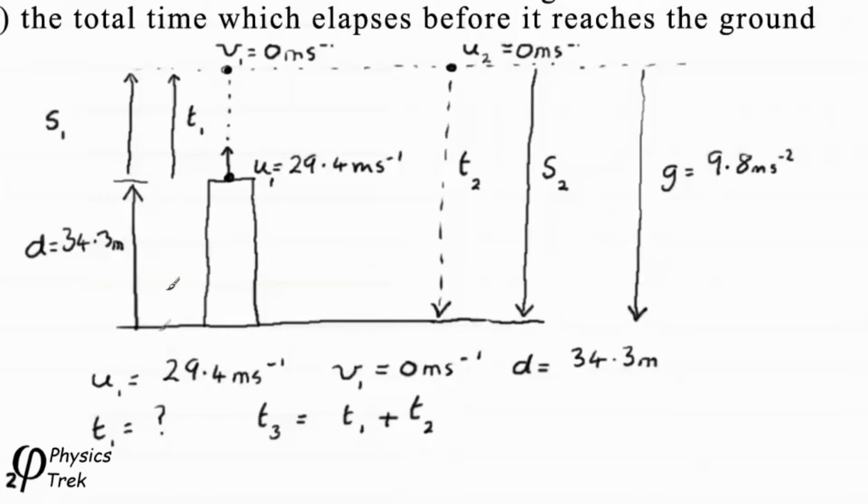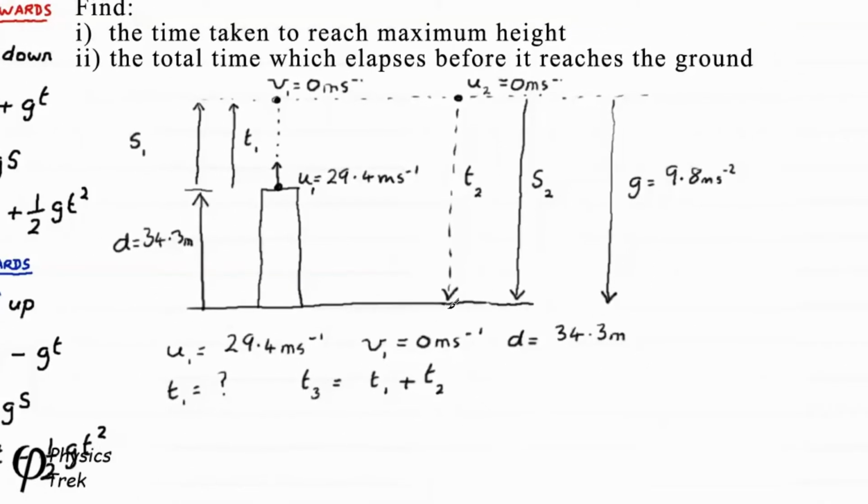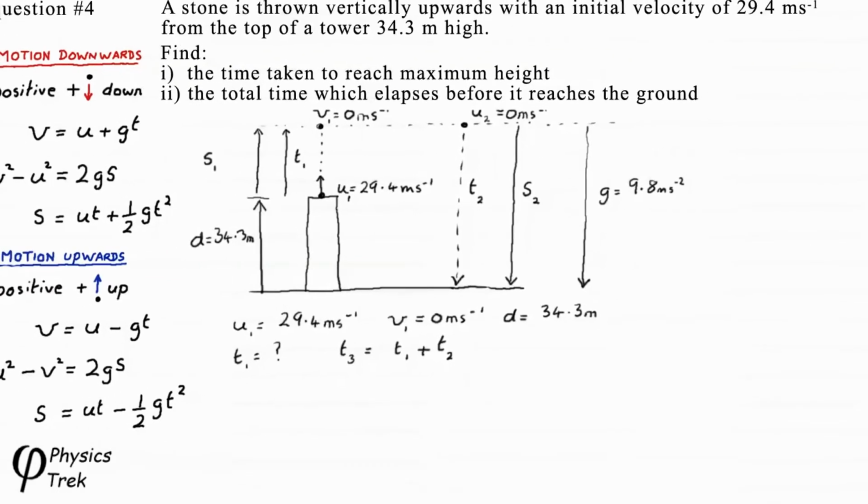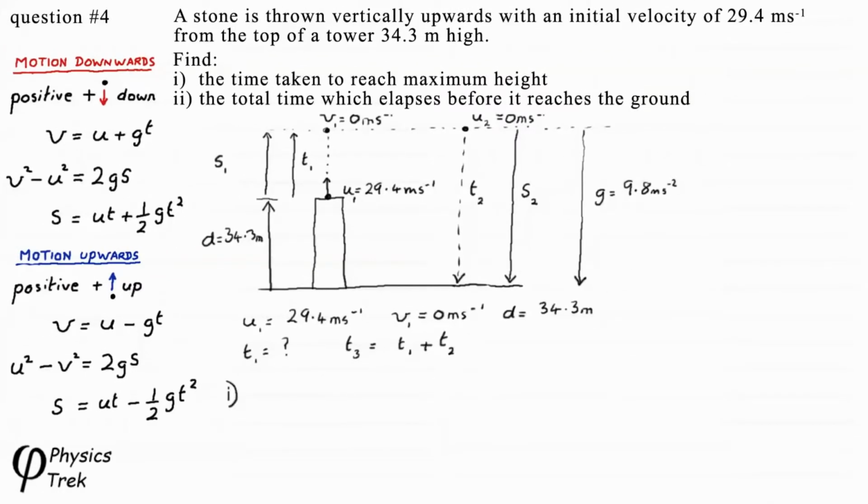And we need to find out what t1 is. That's the time from the top of the tower to the highest point. And t3, which is the total time the object is in the air, that's t1 plus the time t2. That's the time it takes for the object to fall to the ground from its highest point. Okay, let's get on with the question.